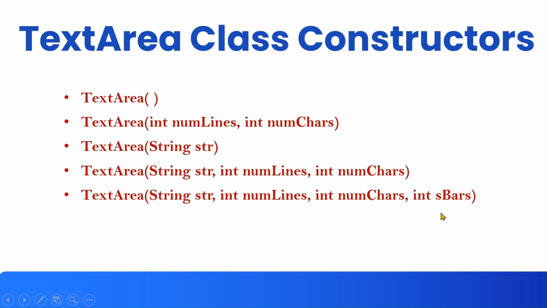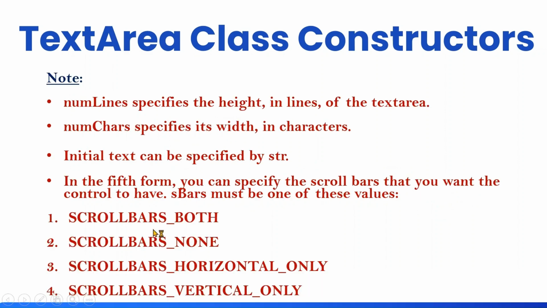So for the scroll bars, you have some constants. Given the description here, scroll bars both means you want horizontal and vertical both scroll bars. So whenever your text has increased or goes beyond the size of the text area, you can see that the vertical and horizontal scroll bar will appear automatically. If you don't want any scroll bar, you can write the second one. If you want only the horizontal scroll bar, you need to write a constant called scroll bars underscore horizontal underscore only. If you want only vertical, you can go for the last option, scroll bars underscore vertical underscore only.